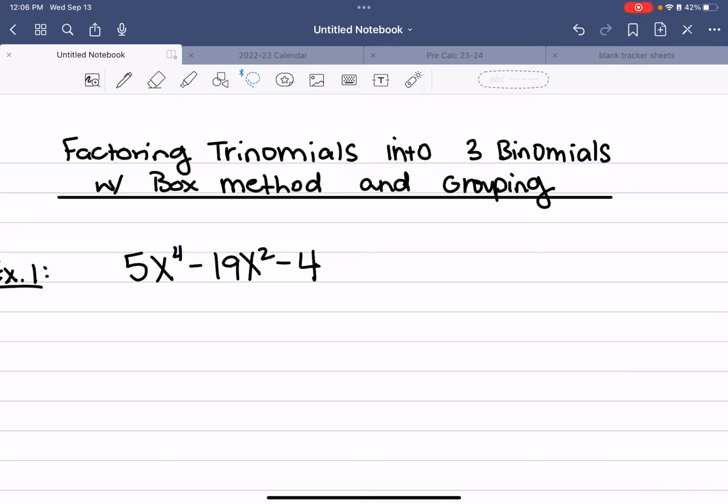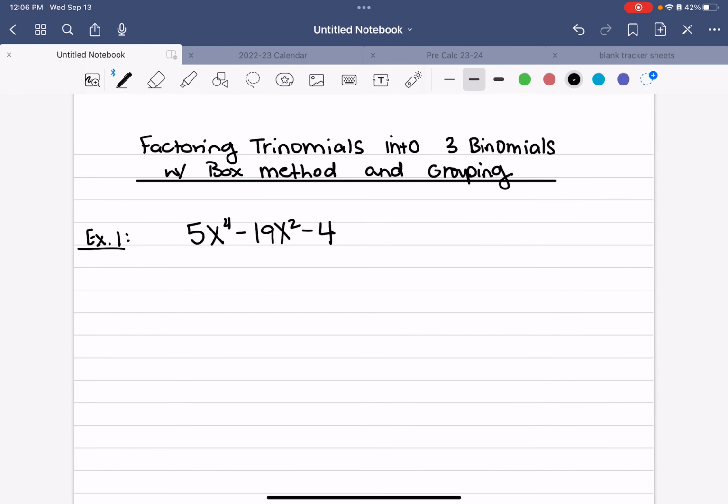You don't need to use both in one question, but I'm going to show you one of the box and one of grouping. They are the same thing. You may also have heard of the box method called the AC method. It is the exact same process. So looking at this first one here, we have 5x to the fourth minus 19x squared minus 4.